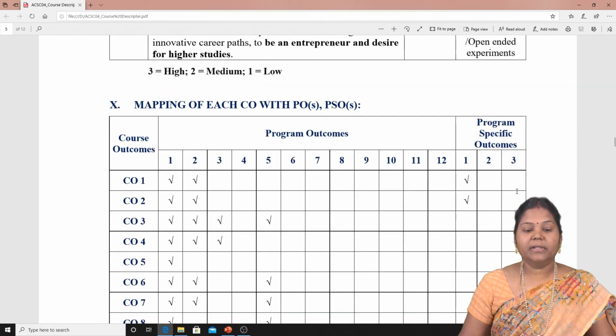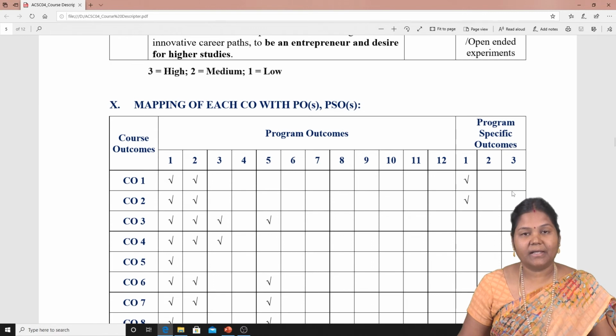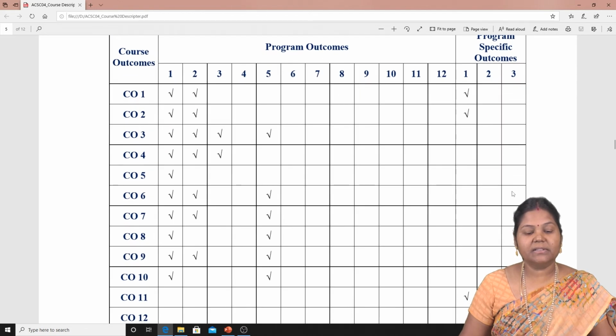Then there should be a mapping of each CO with POs and PSOs. Each CO should be mapped with one or more POs and PSOs. So in this table, you can see how the CO-PO mapping has been done.